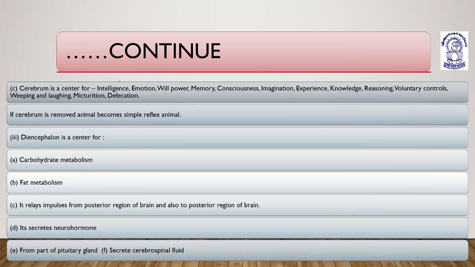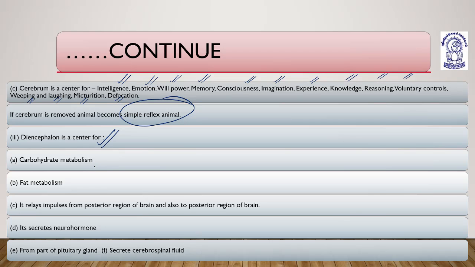Cerebrum is the center for intelligence, emotion, willpower, memory, consciousness, imagination, experience, knowledge, reasoning, voluntary controls, weeping and laughing, micturition and differentiation. Cerebrum is the center for all these. If cerebrum is removed, animals become simple reflex animals.